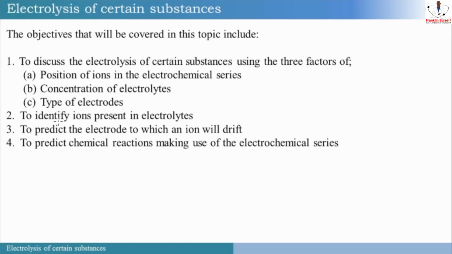We will identify the ions present in our electrolytes, after which we will predict the electrode to which an ion will drift. That is called migration. Then we will predict chemical reactions taking place, making use of the electrochemical series. Let us begin.